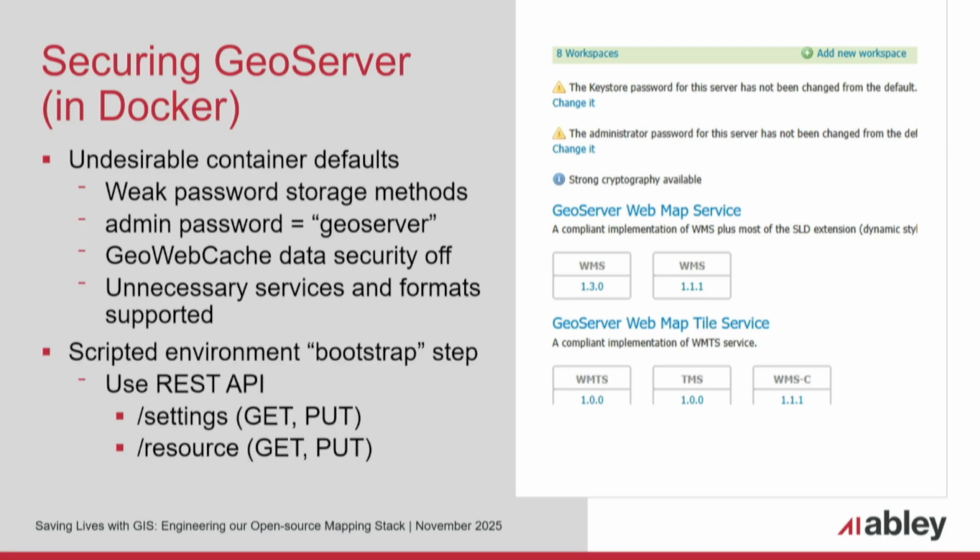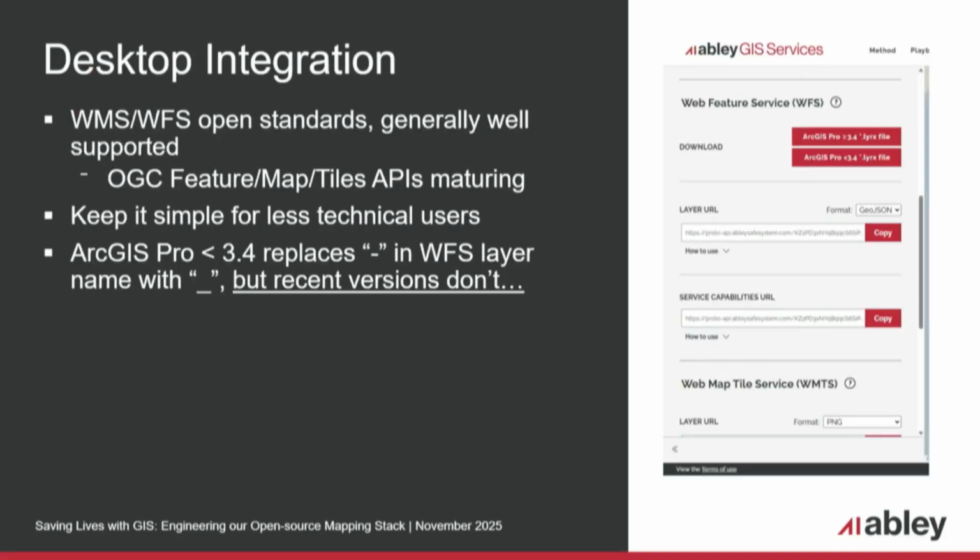made a scripted environment bootstrap step that actually uses the REST API and particularly the settings API, which lets you get settings, adjust them and put them back. In particular, one that we didn't find until a little bit later on is the resource API, and that actually lets you get basically any file that is in GeoServer's data directory, and then you can manipulate that and put it back. So that one's good, especially for some of those deeper security things, which are a little bit harder to change.